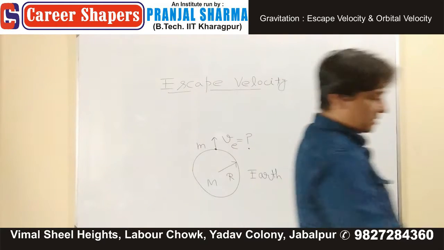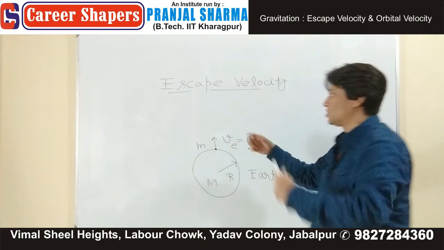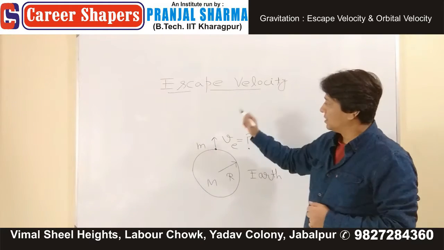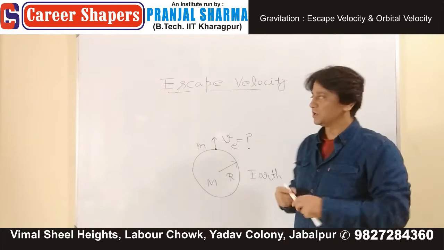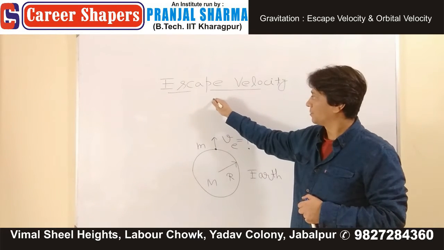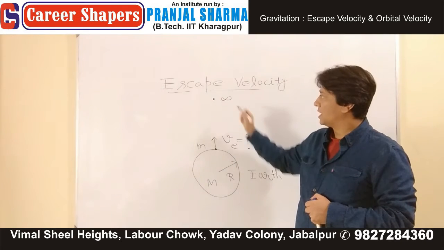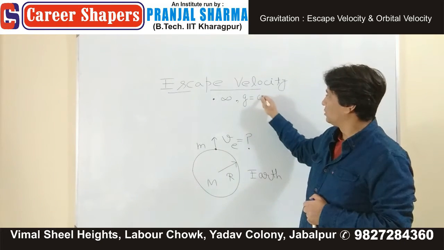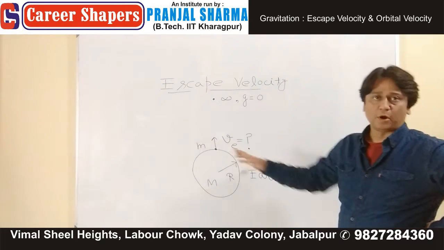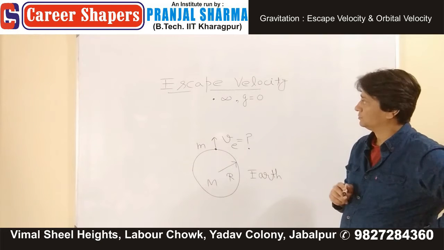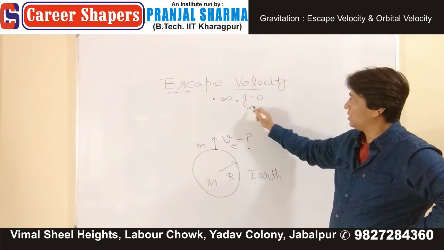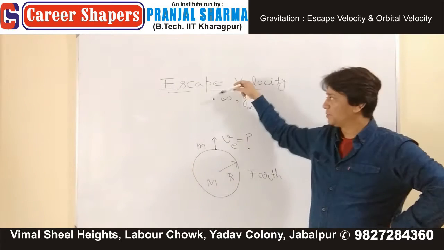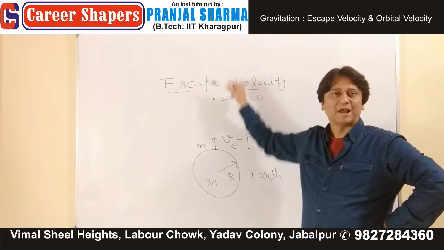Now, when you say that this object is not going to come back, it only means that this object reaches infinity. At infinity, gravitational intensity due to any body is what? Zero. This is g at infinity, which is zero. If there is no gravity present, then this object will never come back.